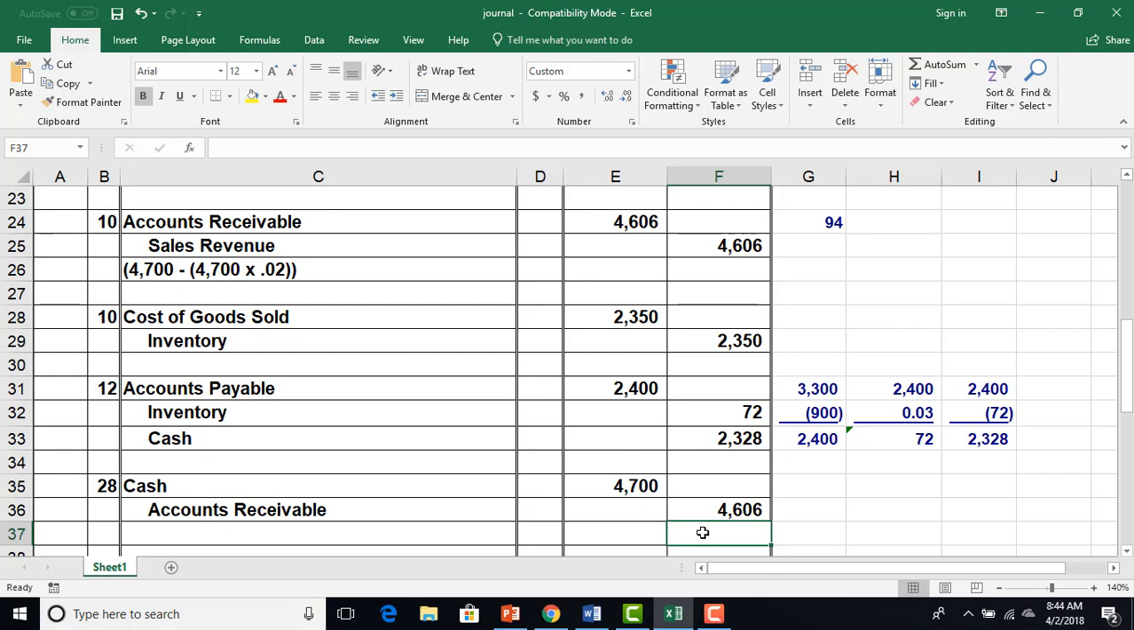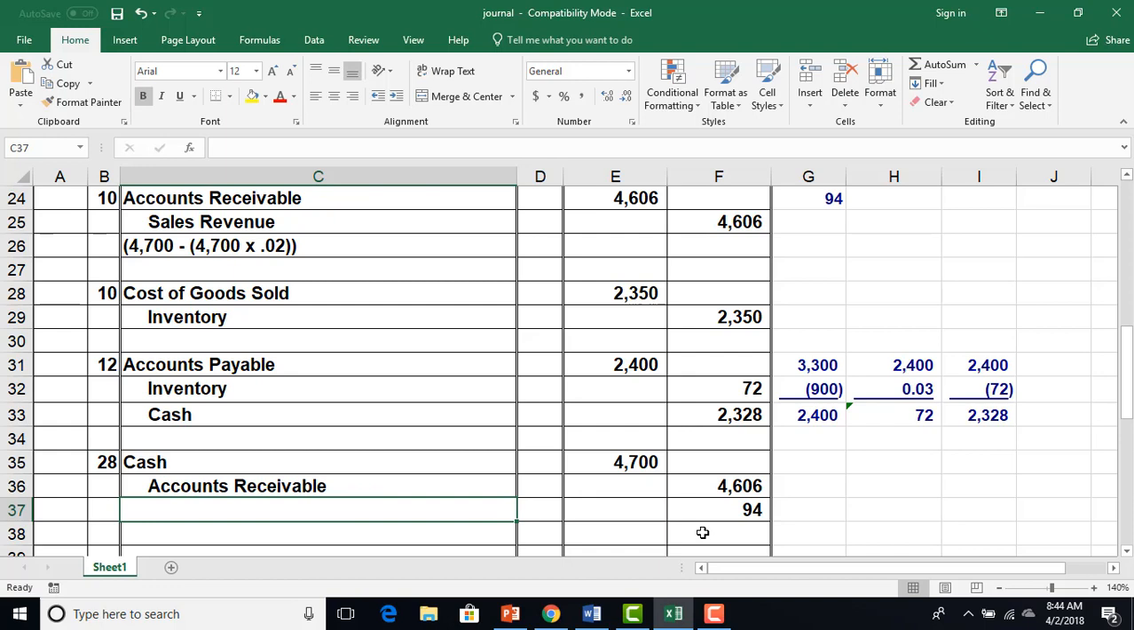The balancing number here will just be that $94 that I calculated earlier, the amount of the discount that they forfeited. They didn't get it, and I'm actually going to call it exactly that: sales discounts forfeited, which is actually a revenue account. It's additional revenue that I get to record of $94 because this customer did not pay within that discount period. So I'll record that sales discounts forfeited of $94 here.